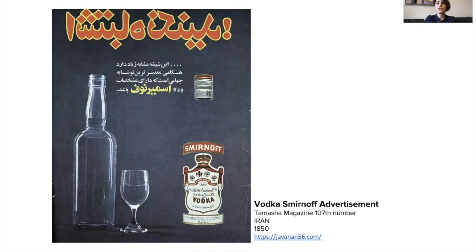When I decided to work on this part, I found a website, Javanon 56, which has collected many of these magazines and advertisements from the time before the revolution and made an online archive of them. It was amazing because even if I was in Iran, I did not have access to them easily. We have some copies of them in the National Library, but just grad students and higher levels can be a member of that library.